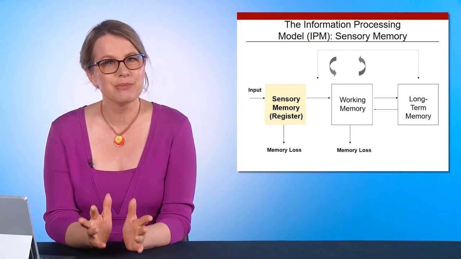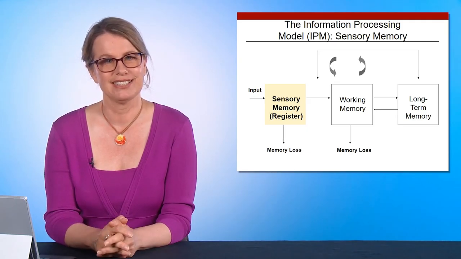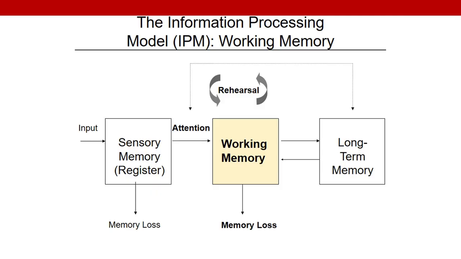But how does information get into working memory? Let's take a look at that next. Those things that we attend to more carefully make it into working memory, which is what you might think of as our consciousness. So why do we attend to certain things more than others?